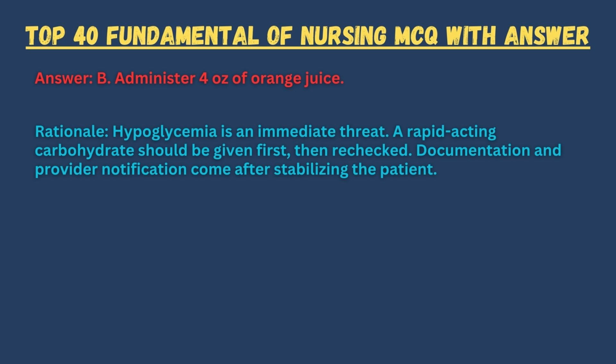Answer: B. Administer 4 ounces of orange juice. Rationale: hypoglycemia is an immediate threat. A rapid-acting carbohydrate should be given first, then rechecked. Documentation and provider notification come after stabilizing the patient.